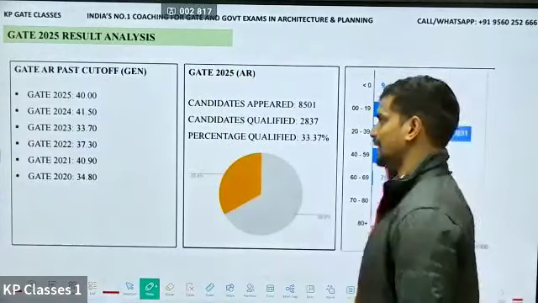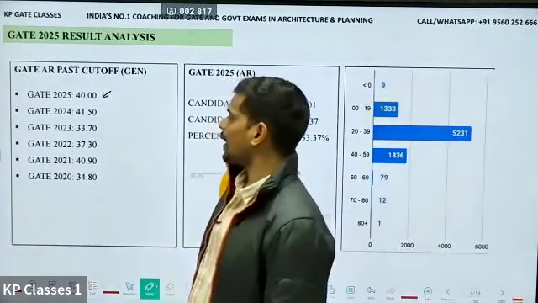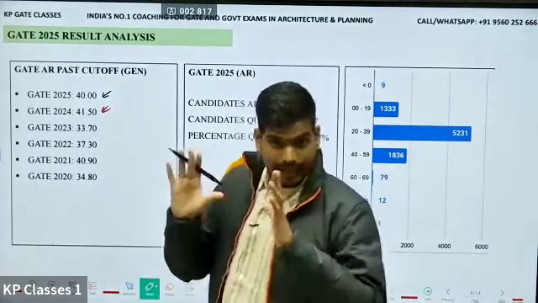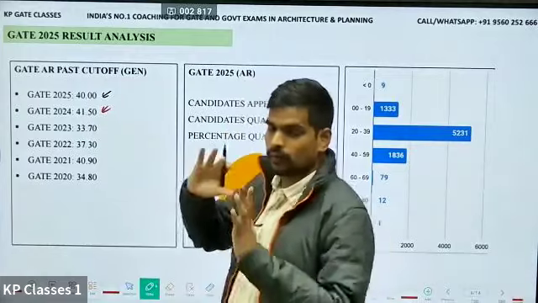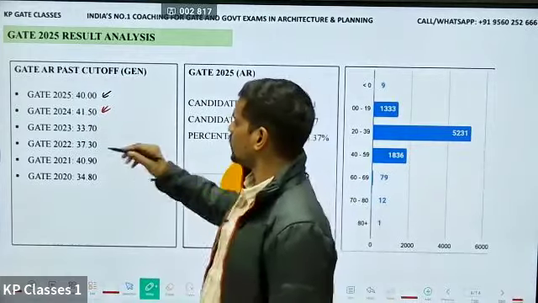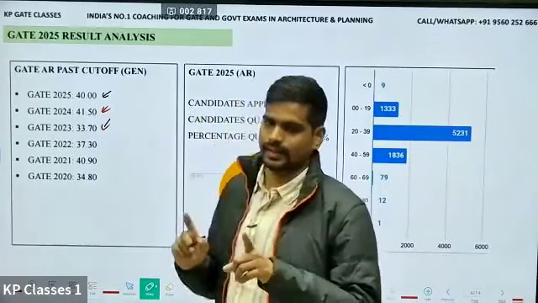We don't have the 2026 exam result yet. So 2025 the cutoff was 40 marks. 2024 the cutoff was 41.5 marks, which has been the highest cutoff in the last 6 years. In fact, in the last 10 years also, this is the highest cutoff, 41.5 marks out of 100. All these are 100 marks papers. So 2023 the cutoff was 33.7, which has been the lowest.